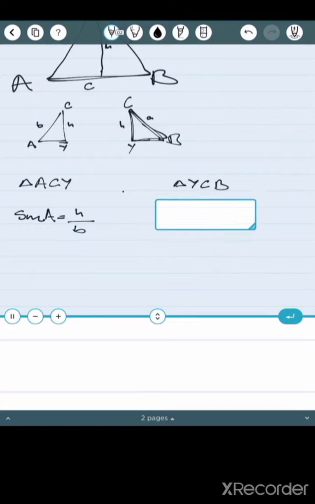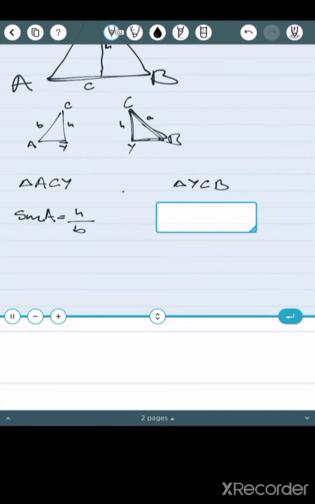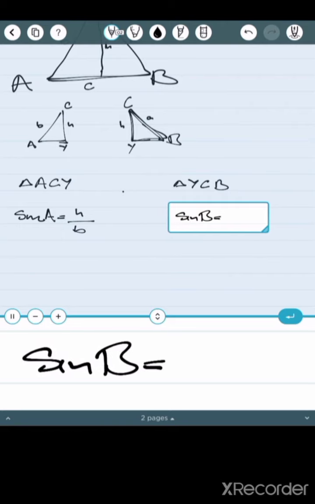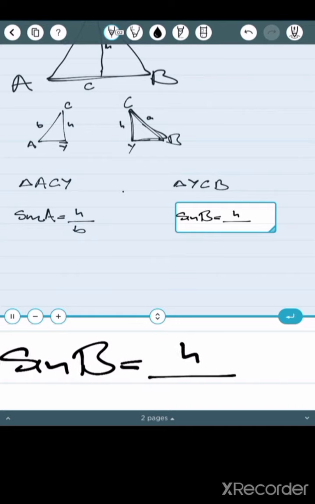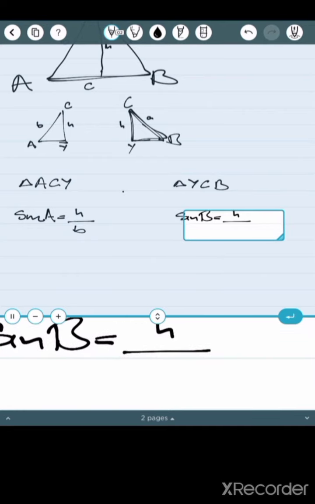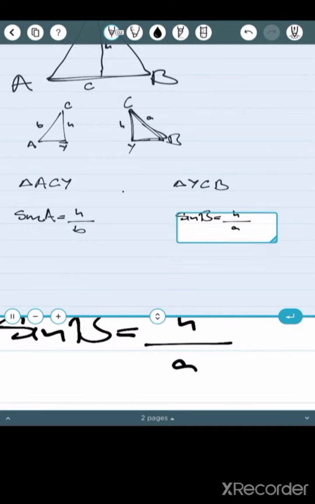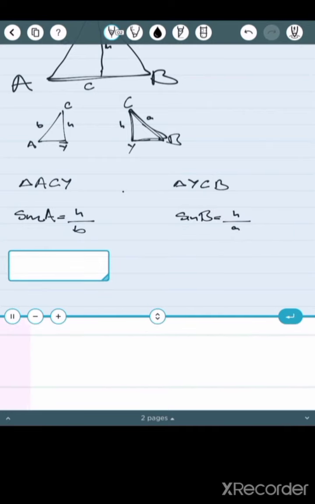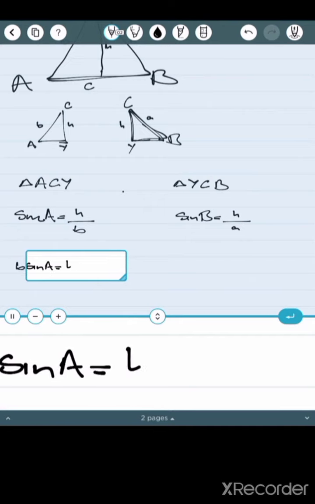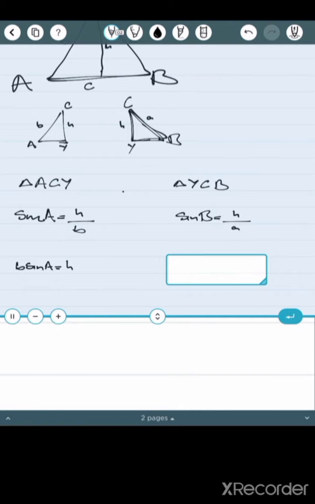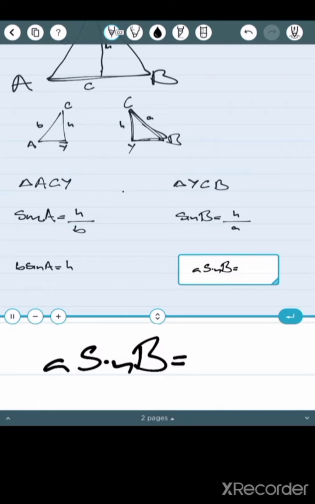So on the same side, we do exactly what we did on the other side. And this is going to become sine theta, where our theta is B, is equal to the opposite, which is A, over the H, and the hypotenuse is A, like that. So now when we multiply B with sine A, it simply gives us B sine A is equal to H. And the same on the other side, we have A sine B is equal to H.